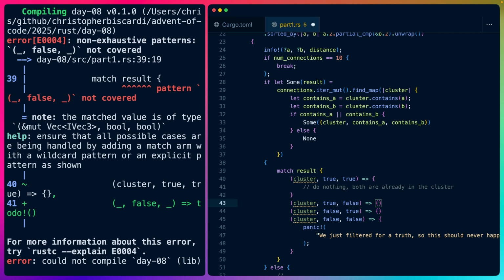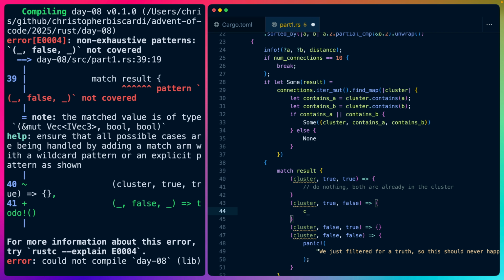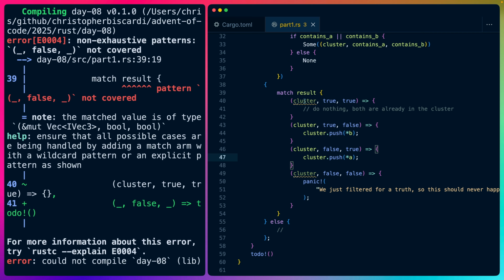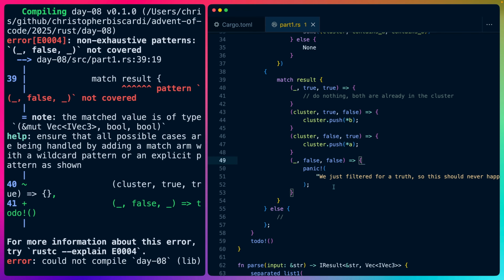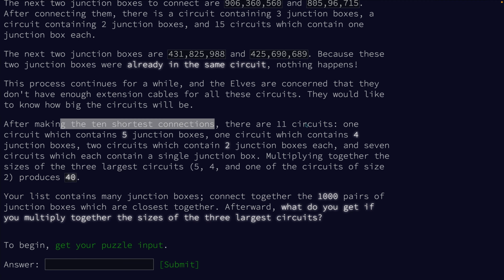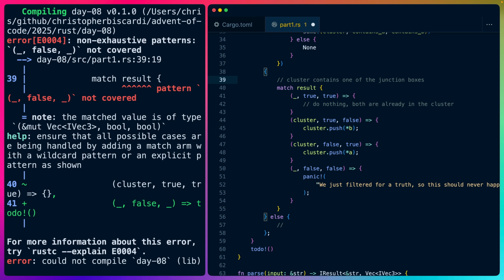And then for these, we're going to do individual insertions. So cluster.push(B). And I guess this is going to be a clone, right? Or a copy or whatever. So this is just the way that it's kind of coming out in my head, but there might be a better way to write this later. What are we calling these? These are cluster contains one of the junction boxes, and then no cluster contains junction boxes, right?